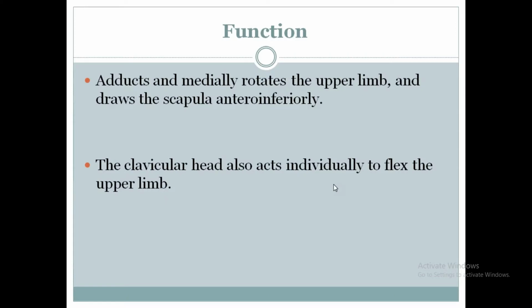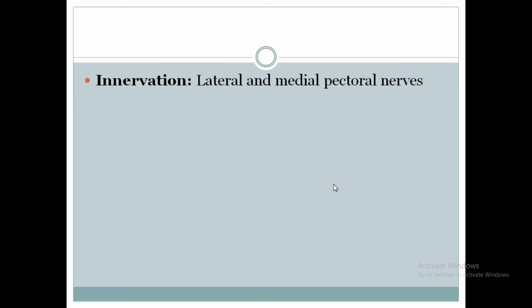The function of the pectoralis major is to adduct and medially rotate the upper limb and draw the scapula anterior-inferiorly. The clavicular head also acts individually to flex the upper limb. Innervation would be the lateral and medial pectoral nerves.